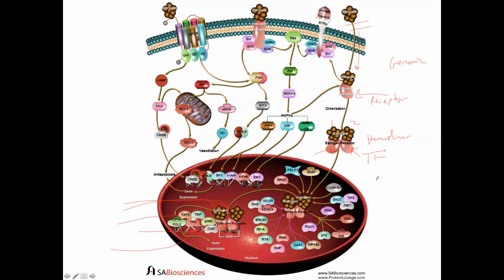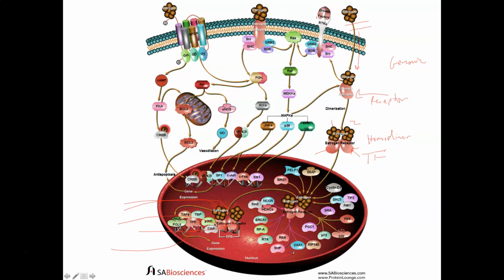What you'll notice, though, on this diagram is it's listing all kinds of different proteins that can be produced from various genes, because estrogen doesn't just affect one type of gene, it can affect lots of different types of genes and have varying types of responses based on the proteins that are produced.